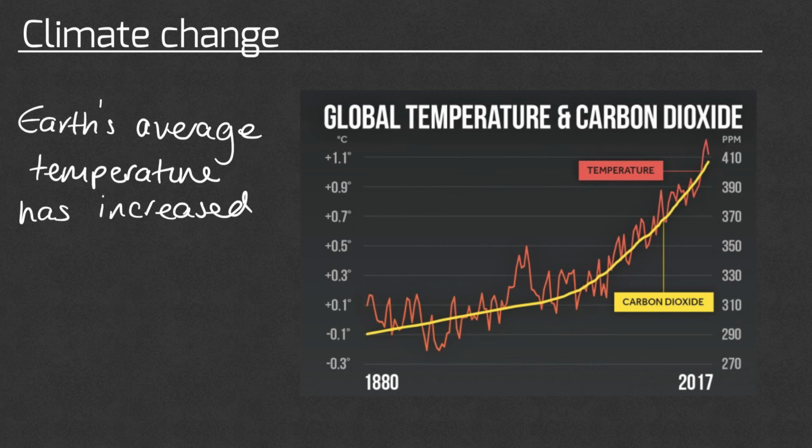So as we can see from the graph, the temperature on the Earth has, on average, been increasing over the past 150 years or so. Now, most scientists agree that this is caused by greenhouse gases. We can see how the concentration of the greenhouse gas, carbon dioxide, increases at broadly the same rate as the global temperature.